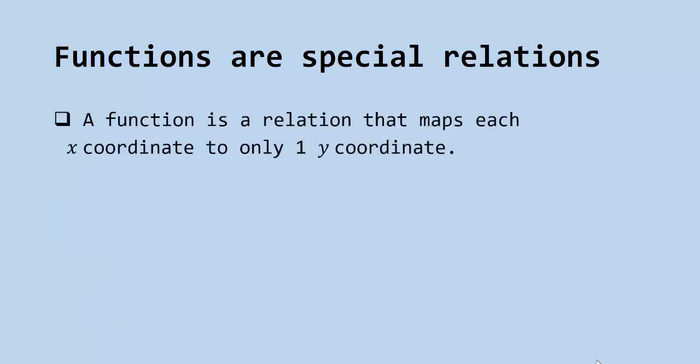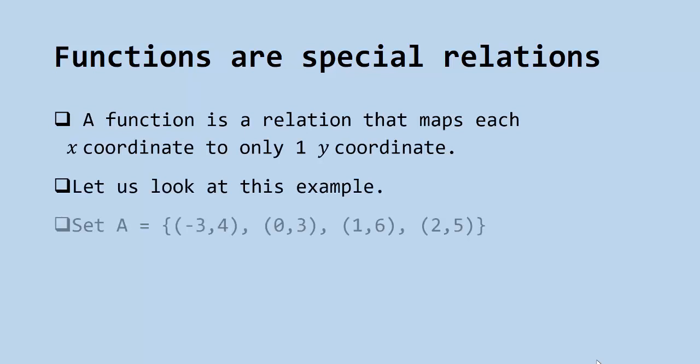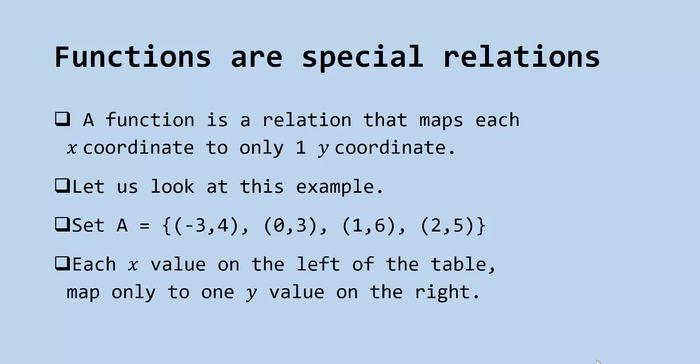Functions are special relations. A function is a relation that maps each x-coordinate to only one y-coordinate. Let us look at this example. Set A, again, these 4 points. Each x value on the left of the table maps only to one y value on the right. So I've listed the coordinate points in this table, -3 across from its y value of 4. And as you go down, you realize that no x value on the left is mapping to more than one value of y on the right. So this is a function.